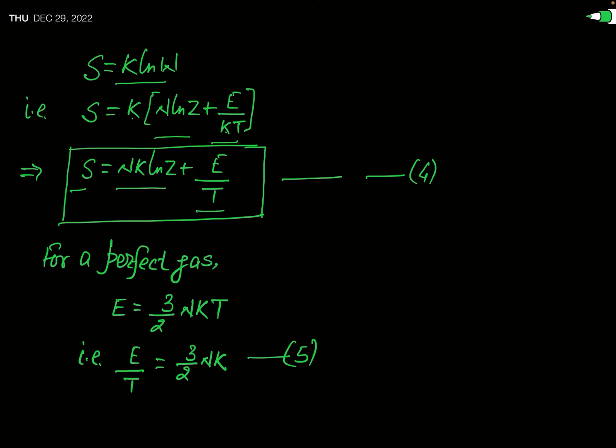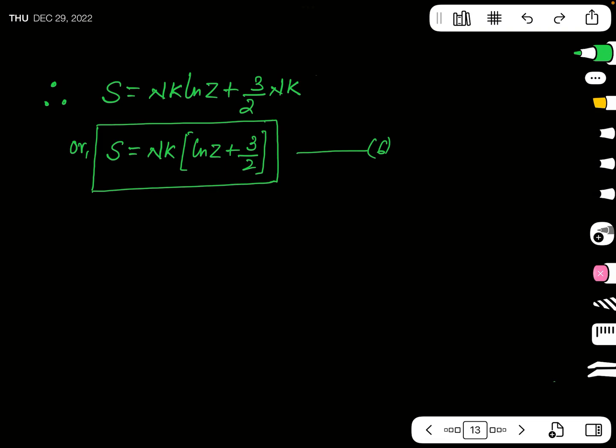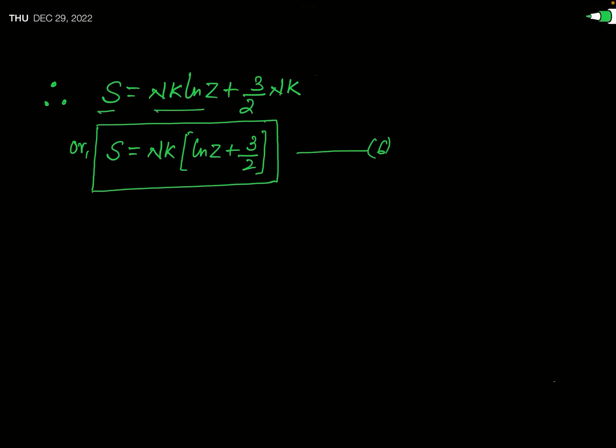So for a perfect gas, you know that the total energy of a system consisting of n molecules is 3 by 2 nkT. So E by T will be simply equal to 3 by 2 nk. When we apply this equation for the system of a perfect gas, this E by T will be replaced by 3 by 2 nk. So what will be the expression for entropy of a perfect gas? This will be S equal to nk log Z plus 3 by 2 nk. You can take nk as a common factor, and so S is nk (log Z plus 3 by 2). This is the expression for the entropy of a perfect gas, although this expression is not correct.